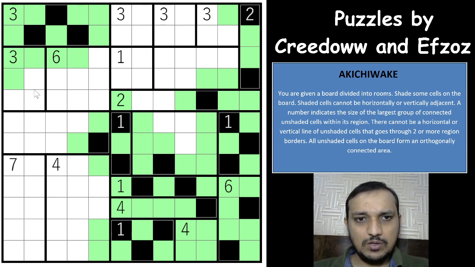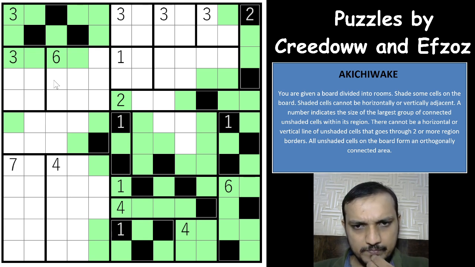So you'll have one shaded and one unshaded, and you have 2 diagonal shaded cells. So which means this would have to be unshaded. Anything else with that?